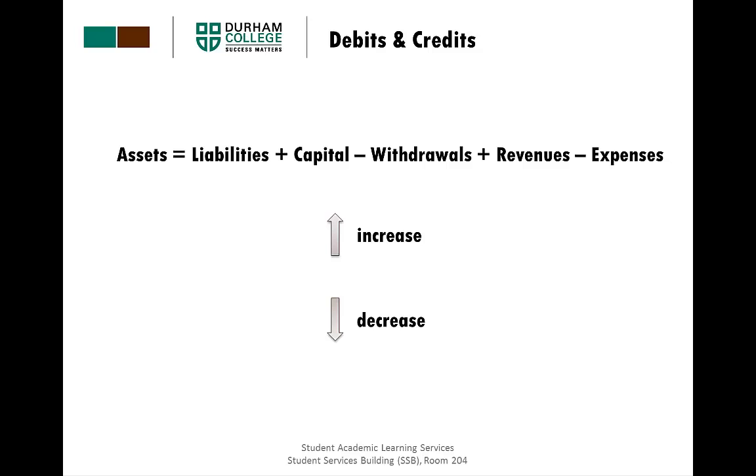Arrows will be used to show the effects of debits and credits on the different types of accounts. Up arrows for increase, down arrows for decrease. Remember that debits are on the left side of T-charts and credits on the right.